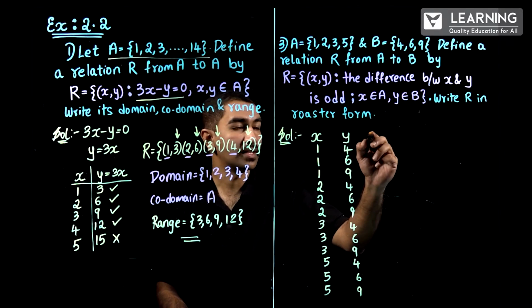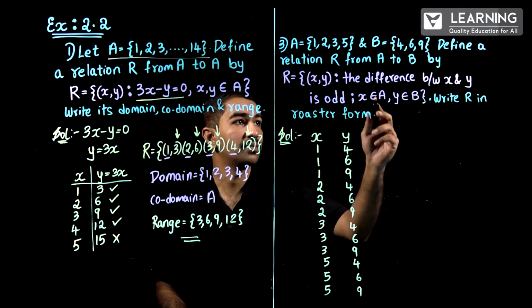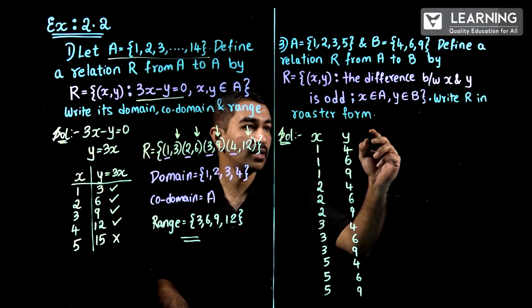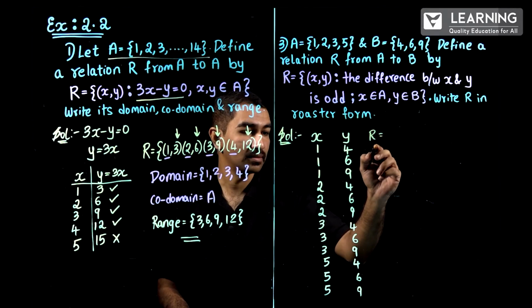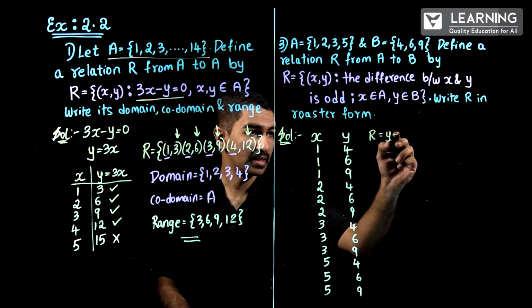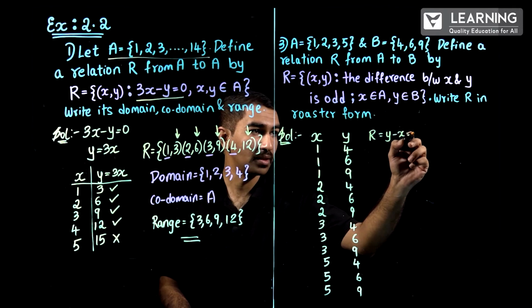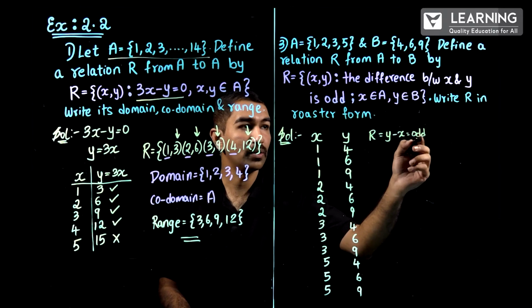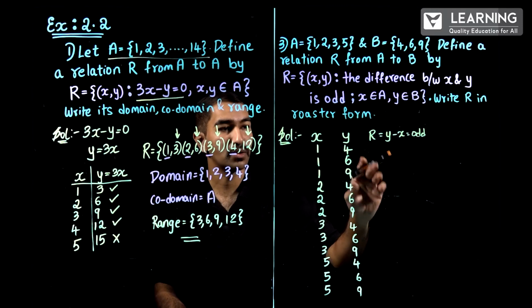Now here we'll see the difference. So the difference between x and y is odd. So we will take r is equal to y minus x, which should be equal to odd. Then only we are going to consider that relation and write it in the roster.